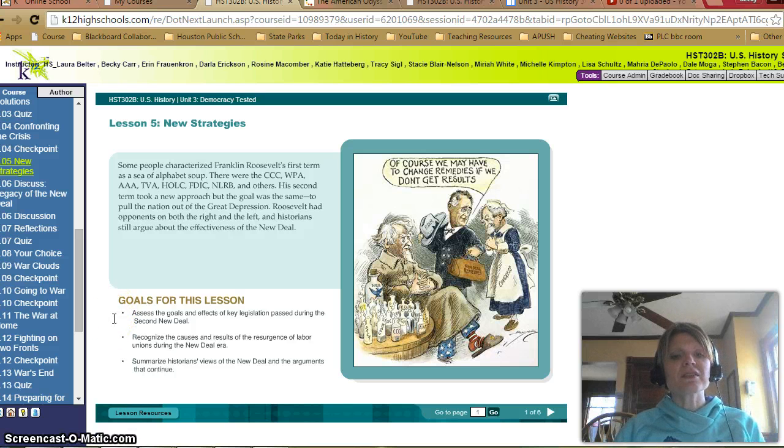Goals for this lesson. Assess the goals and effects of key legislation passed during the Second New Deal. Recognize the causes and results of the resurgence of labor unions during the New Deal era, and summarize historians' views of the New Deal and arguments that continue.